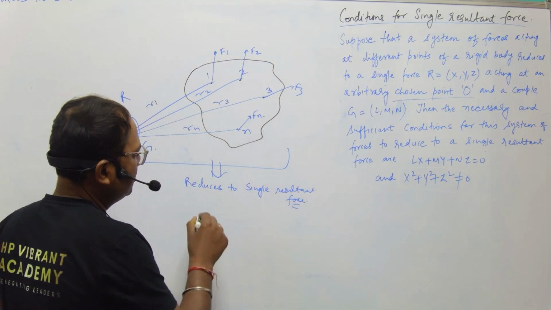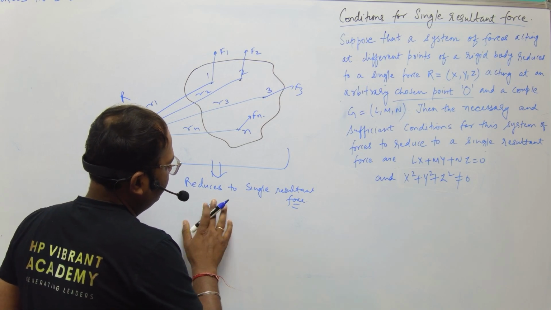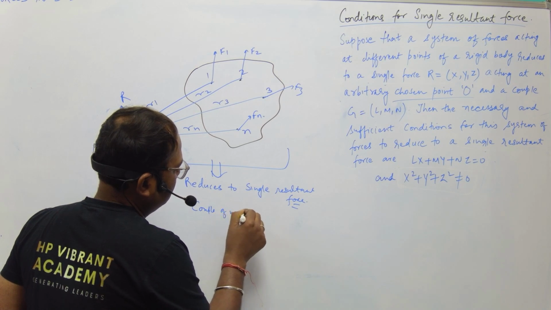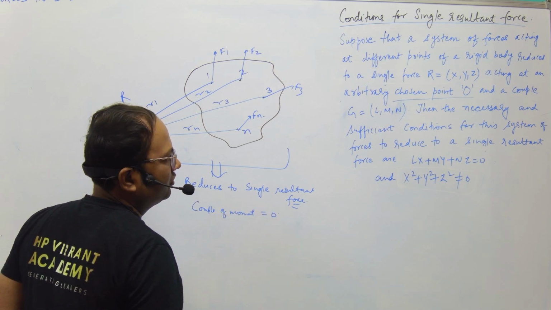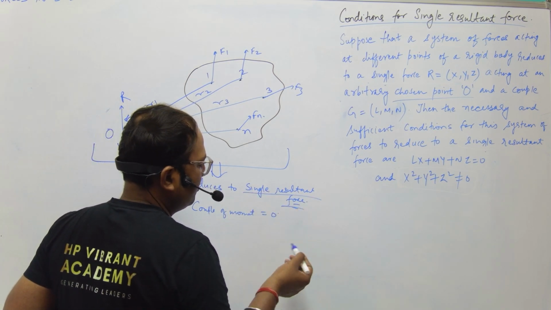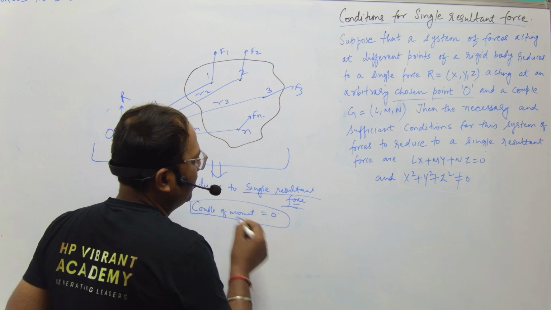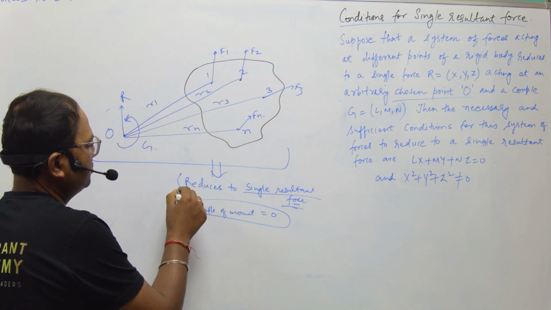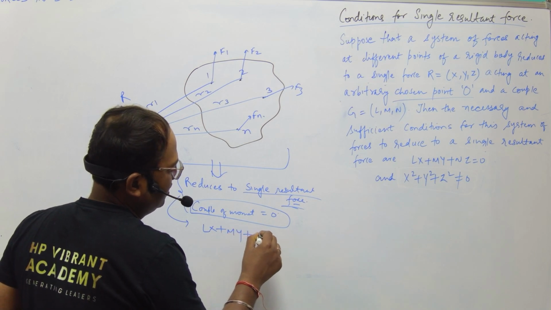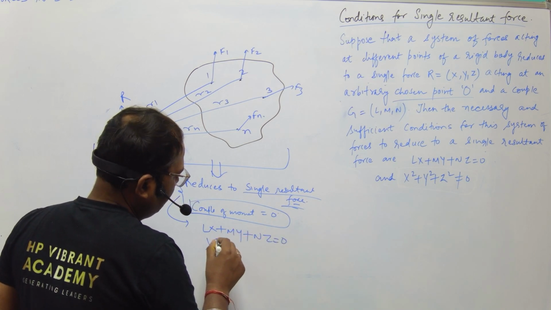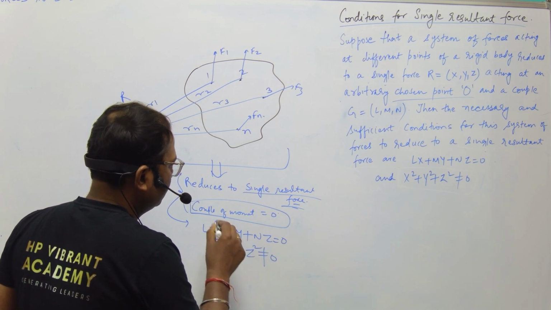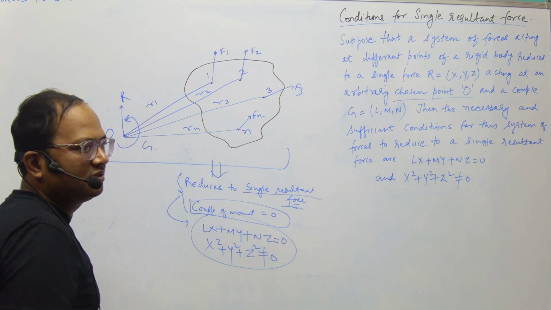This means the value of G, that is the couple of moment, is equal to 0. Obviously then it reduces to a single resultant force. This means the couple of moment is 0, there is no moment. So what are the conditions? The conditions here are Lx plus My plus Nz is equal to 0 and x square plus y square plus z square is not equal to 0. These are the conditions for the single resultant force.